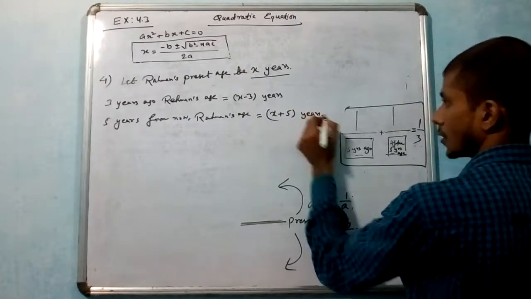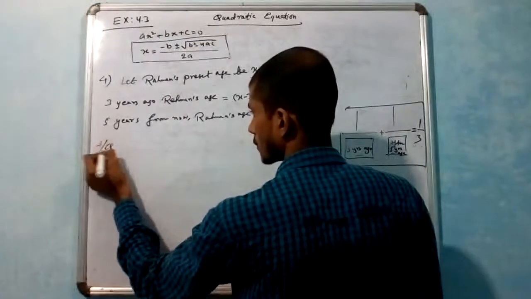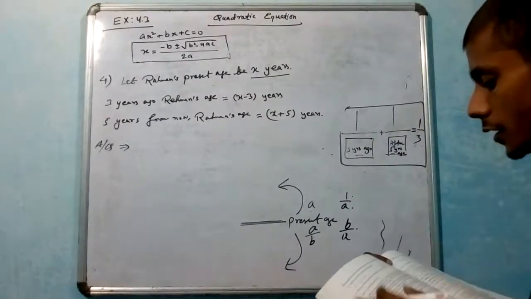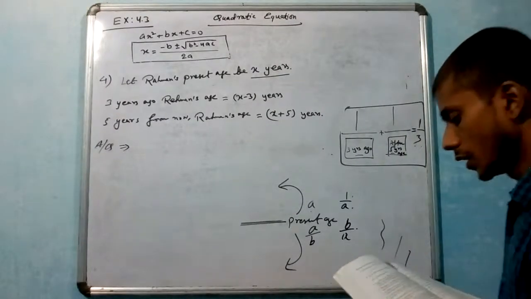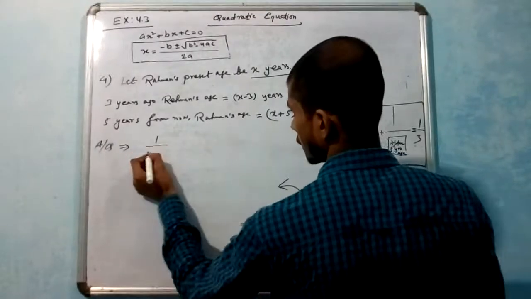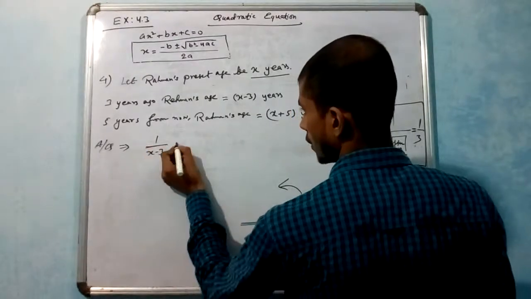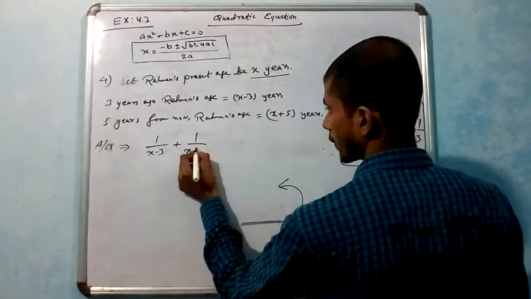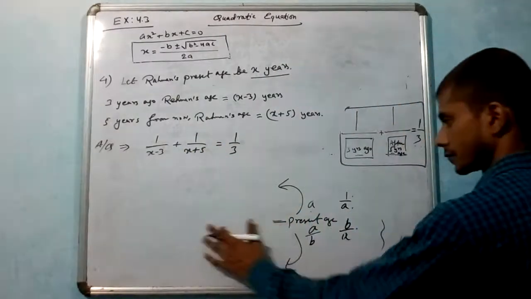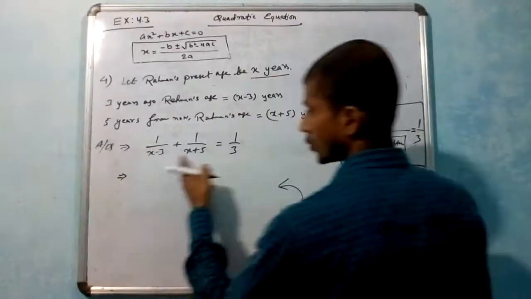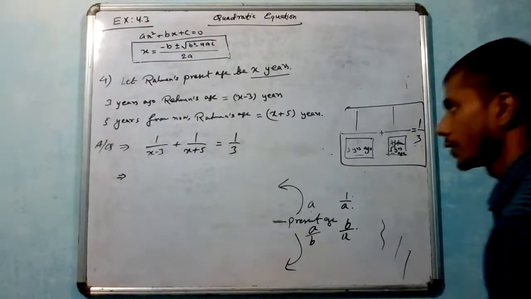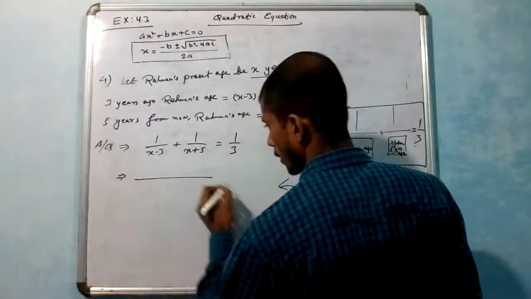Now according to the question, the sum of the reciprocals of these two ages is 1 by 3. So 1 by (x minus 3) plus 1 by (x plus 5) is equal to 1 by 3. Clear? See, you are getting such a type of equation. Now tell me fast, how to solve? Come on, fast, without delay.